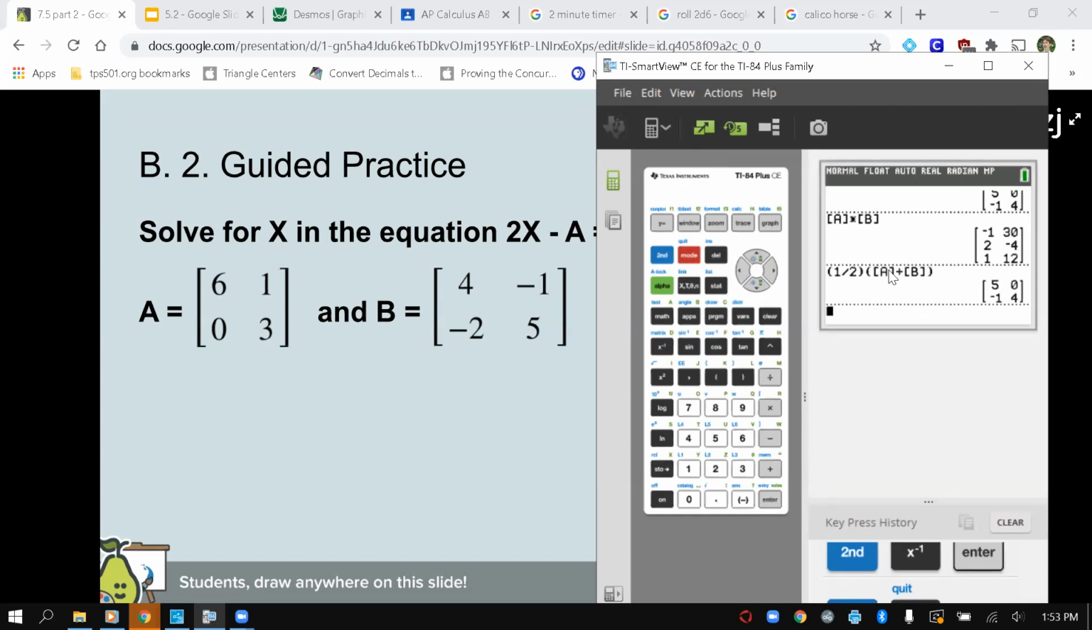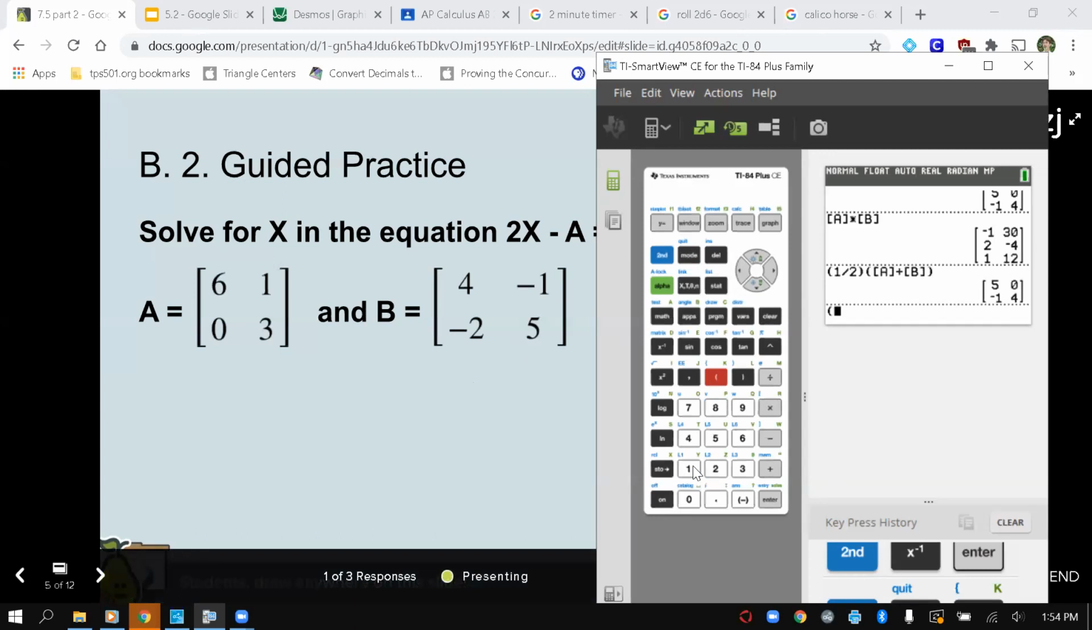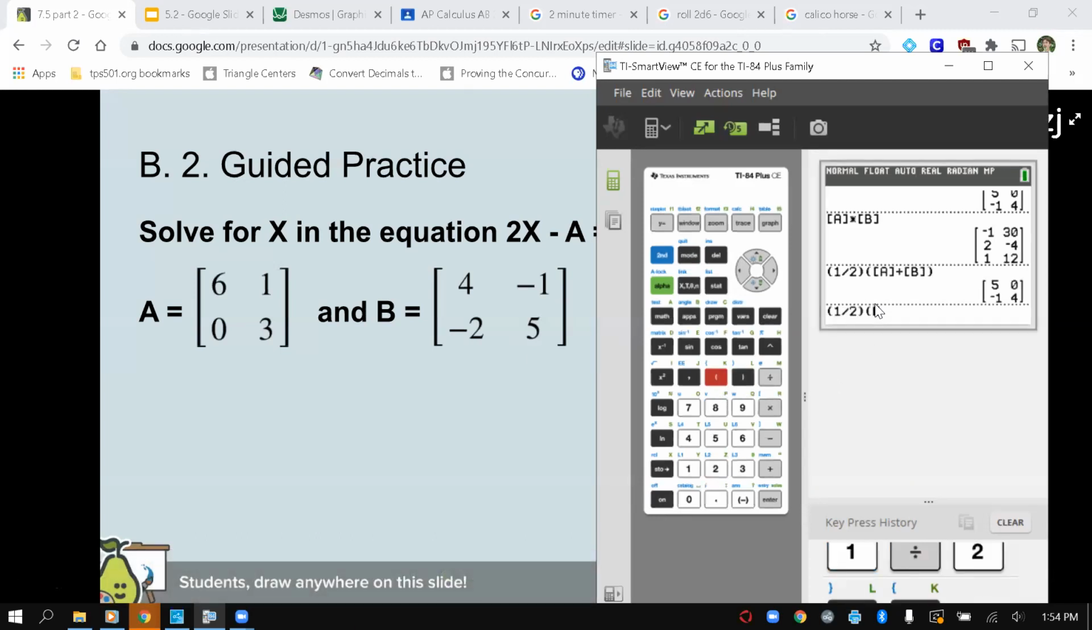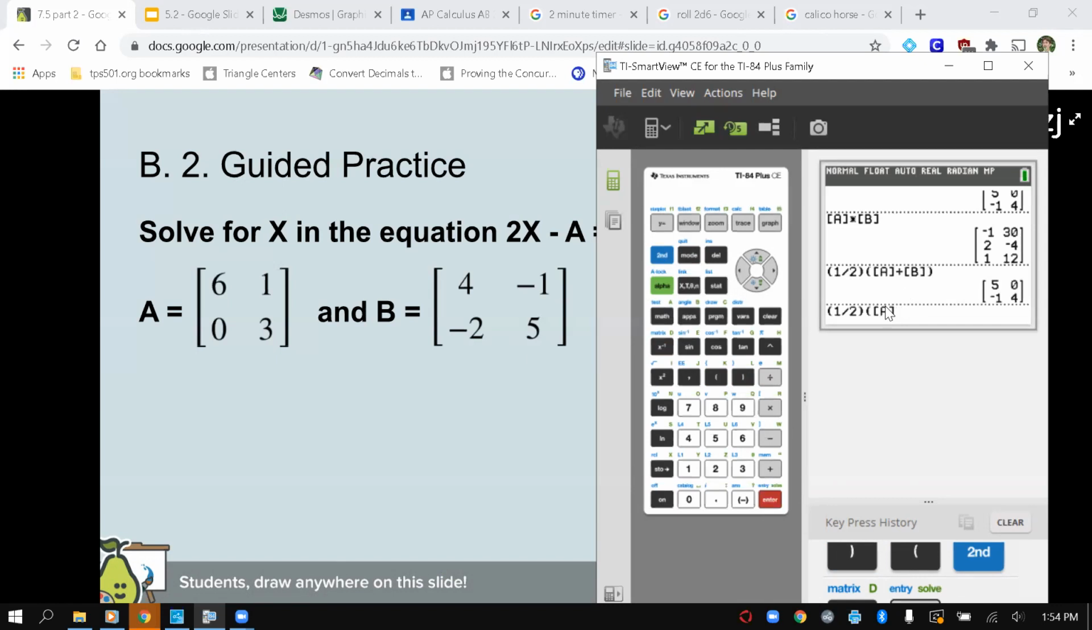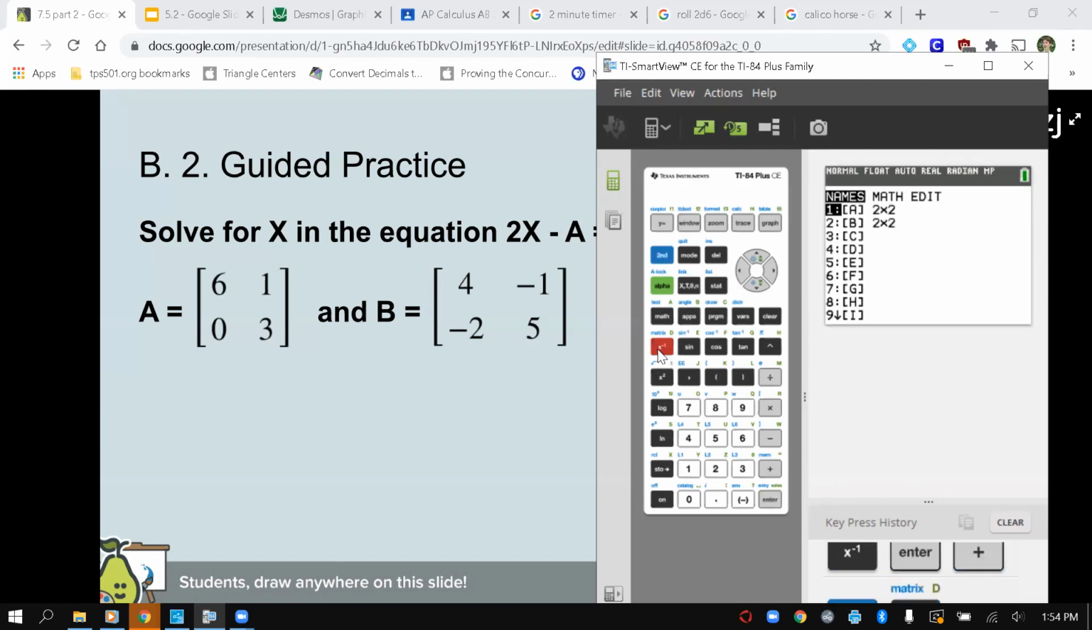Okay, once you have them typed in, you can then type in what we wanted. So we want to do a half times, and I want a matrix A right here. To get that, I hit second matrix, and then you hit enter now that it's typed in, and it'll copy the matrix there for you. Plus second matrix B.